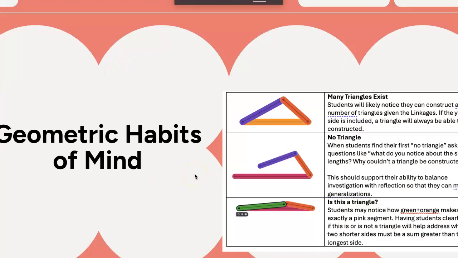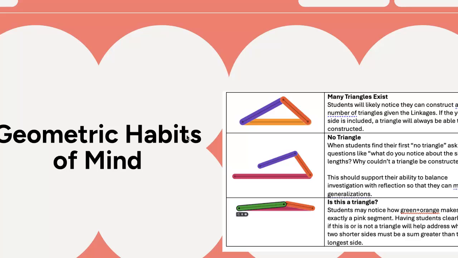we have many geometric habits of mind at play here. The main activity is investigating invariance. Students need to be able to recognize when a pattern does exist and when it doesn't exist. In this case, it doesn't exist when the 2 shorter sides added together are not greater than the longest side. And so they should start to make those recognitions.